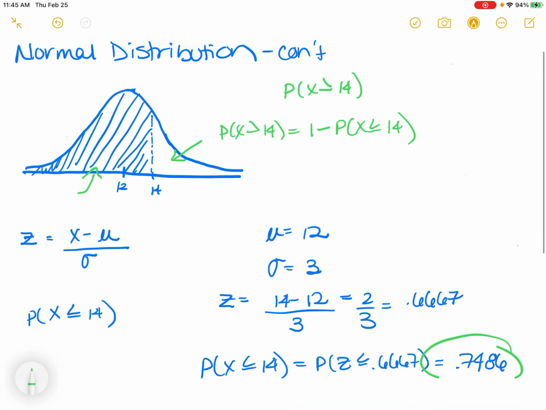In this particular situation, we have found the probability of x being less than or equal to 14. Here, it is 0.7486. So this would be equal to 1 minus 0.7486, right? And that gives us 0.2514 because it is the complement and the opposite.